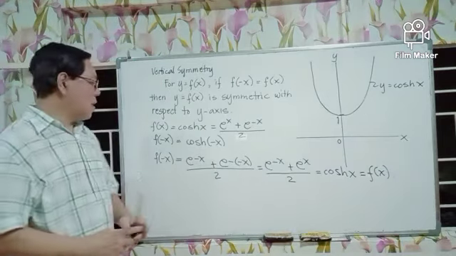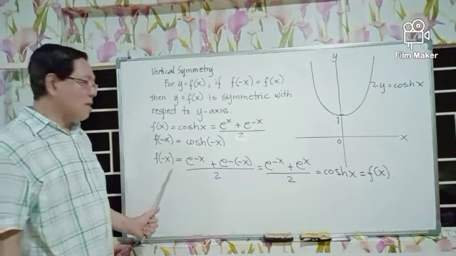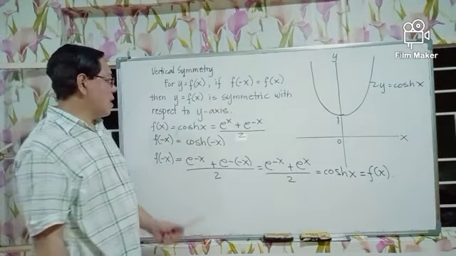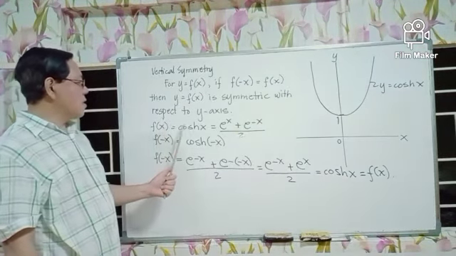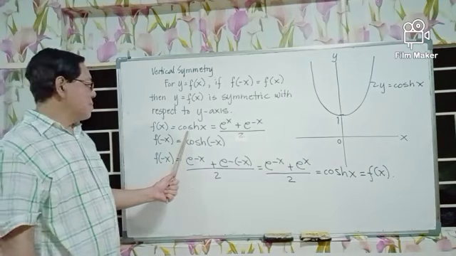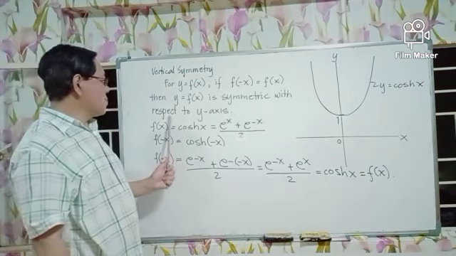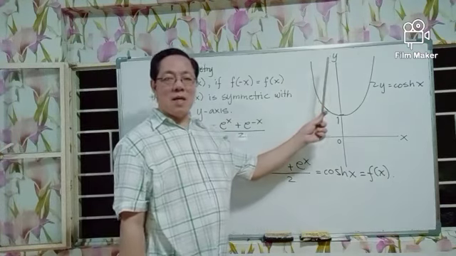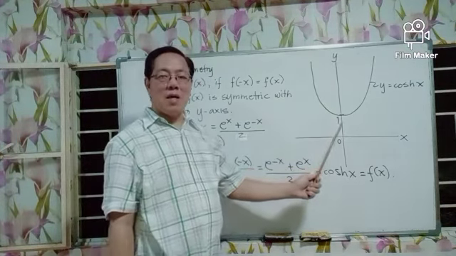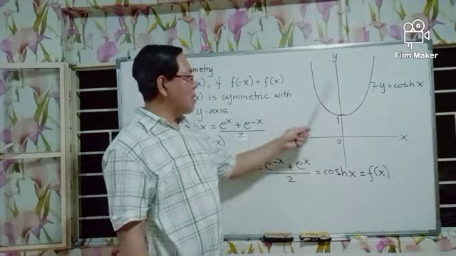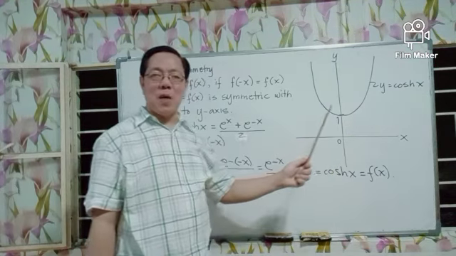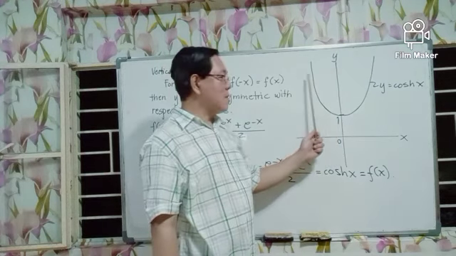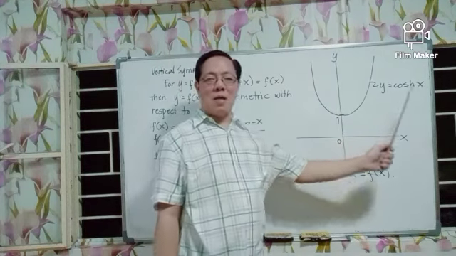And we have shown that f of minus x is equal to f of x. Therefore, we conclude that the hyperbolic cosine of x is symmetric with respect to the y-axis. That means again that the y-axis divides exactly the graph of the hyperbolic cosine of x into two equal parts: the part to the left of the y-axis and the part to the right of the y-axis.